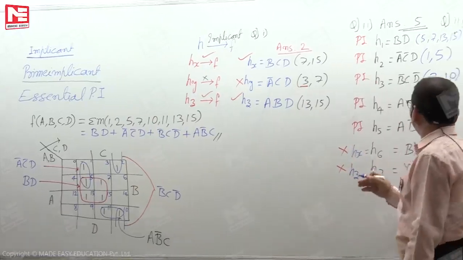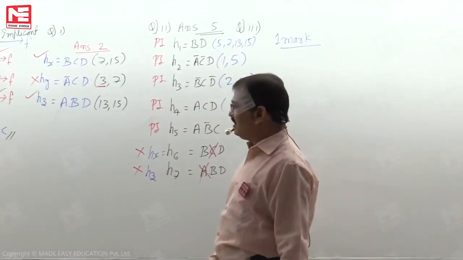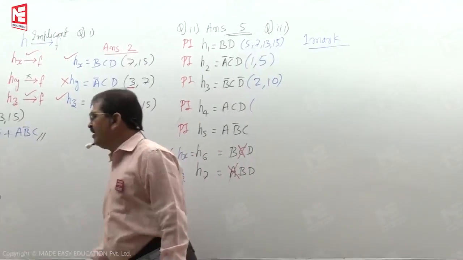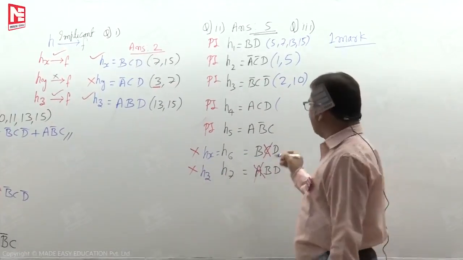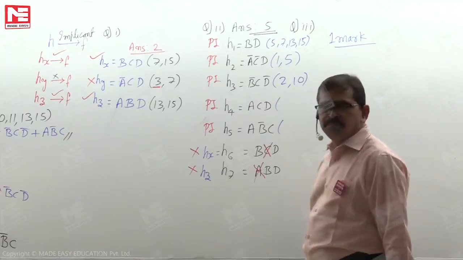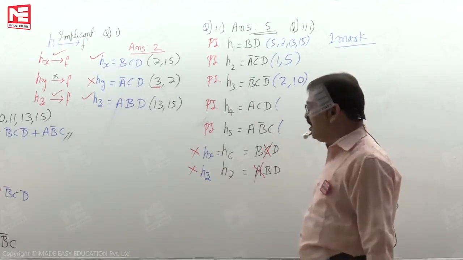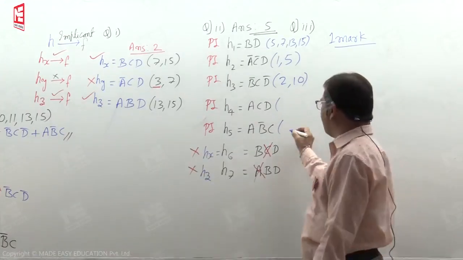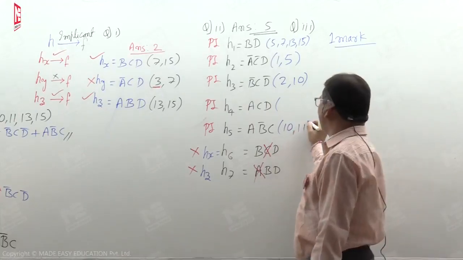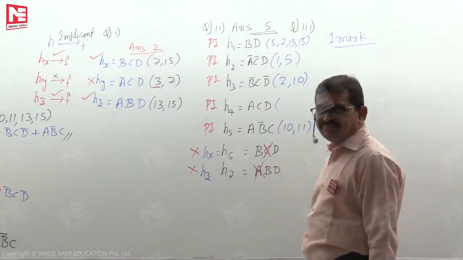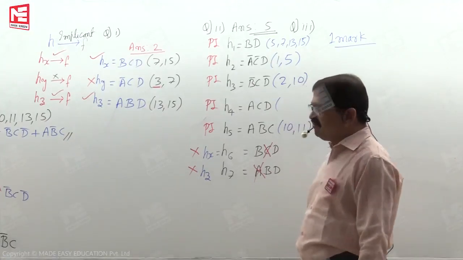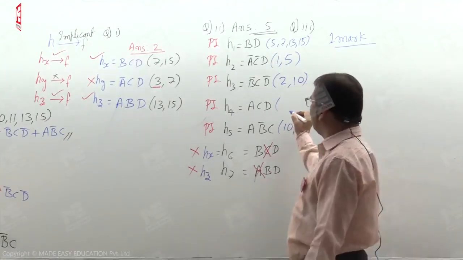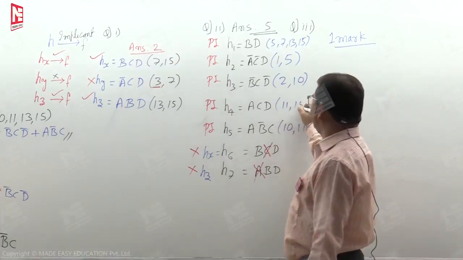So this product is coming with the grouping of cells 2 and 10. Similarly, H4, if you look, H5, if you look, tell me. So H5 is A, B complement C, readily available there, cells 10 and 11. ACD, hopefully you are speaking. ACD is coming with a group of cells 11 and 15.